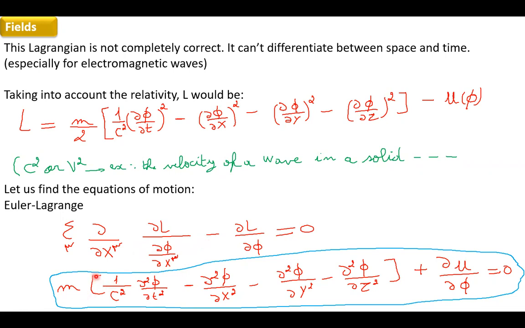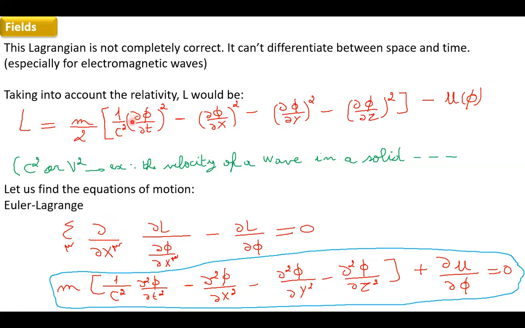Okay, so let's take the derivative of our Lagrangian. The first derivative is with respect to t, so it's del over del t. You keep your 1 over c squared.